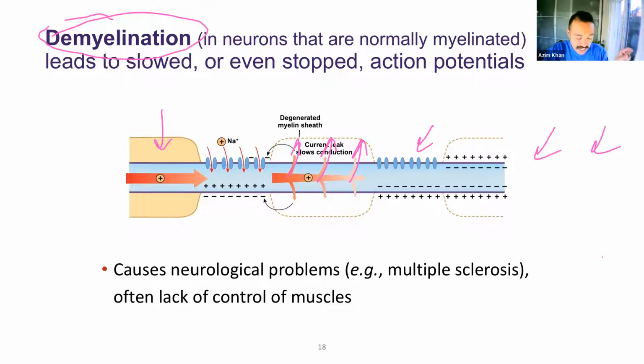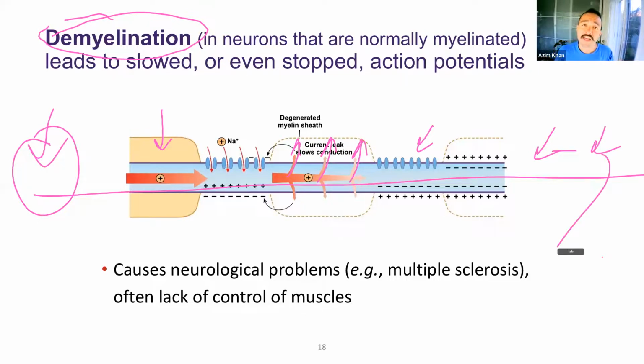Even though you're causing the action potential over here at the axon hillock, you're not actually sending a signal to the very end of your neuron. So I could be thinking, I want to control my hand, but if I have demyelination, I won't be able to control it. You're literally paralyzed. Conditions like multiple sclerosis involve a lack of control, and these can get especially serious when, if you remember, the muscles for breathing are skeletal muscles. If you can't control your diaphragm, you will suffocate because you can't breathe.